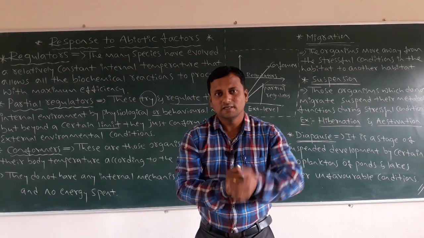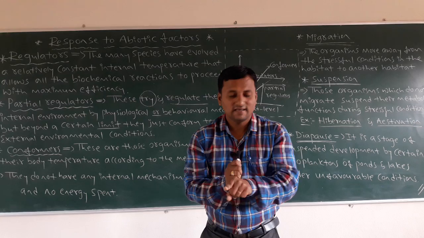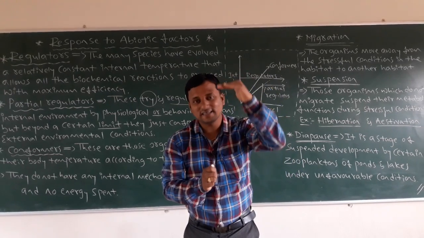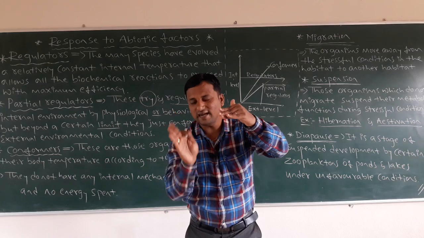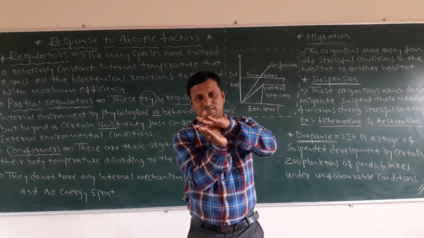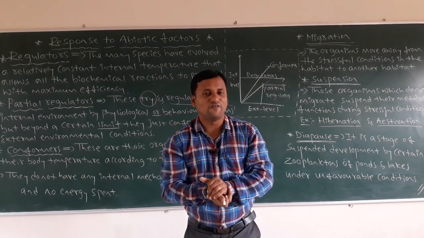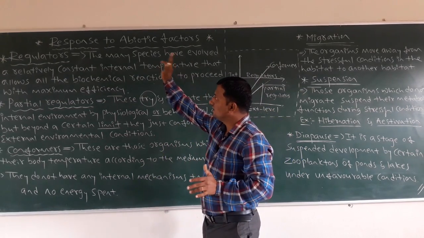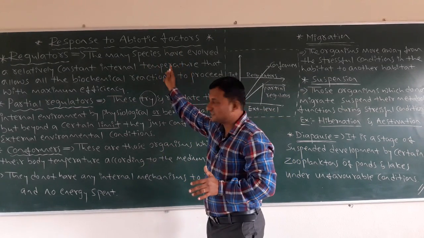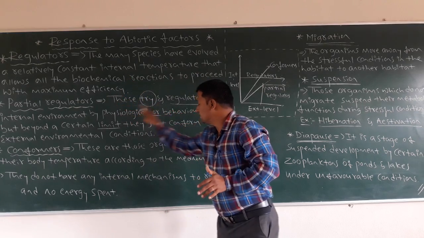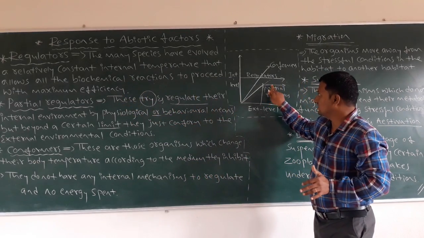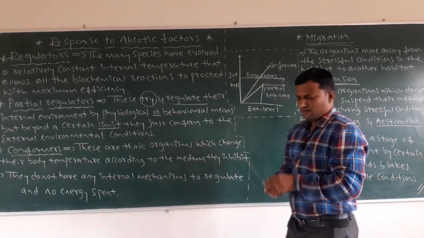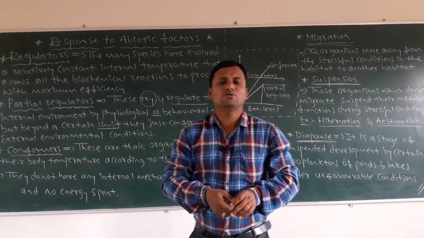This is the second one, conformers. Where they are present in that habitat, based on how the external condition is there, they give the response. So these are called conformers. Okay, so this is the idea about the response to abiotic factors: regulators, partial regulators, and conformers. Some other organisms are also there.